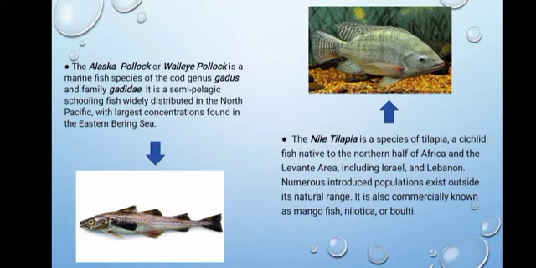Next is the Nile tilapia, a species of tilapia, a cichlid fish native to the northern half of Africa and the Levant area, including Israel and Lebanon. Numerous introduced populations exist outside its natural range. It is also commercially known as mango fish, Nilotica, or booty.